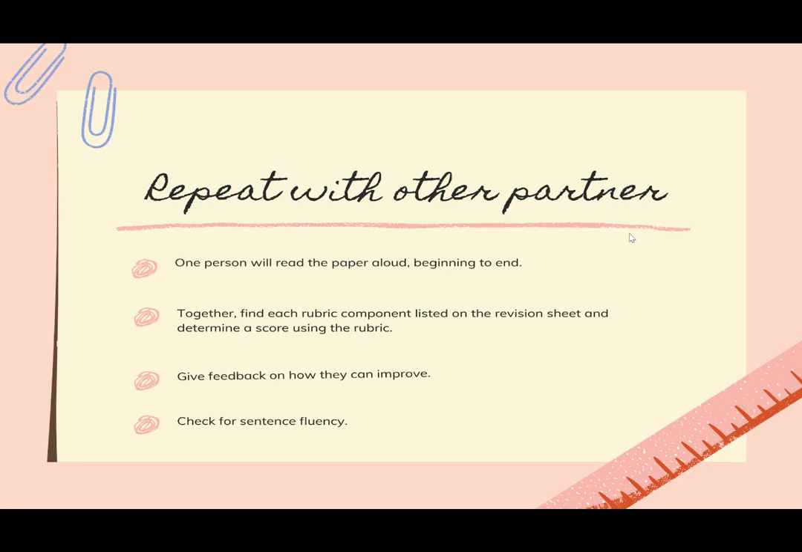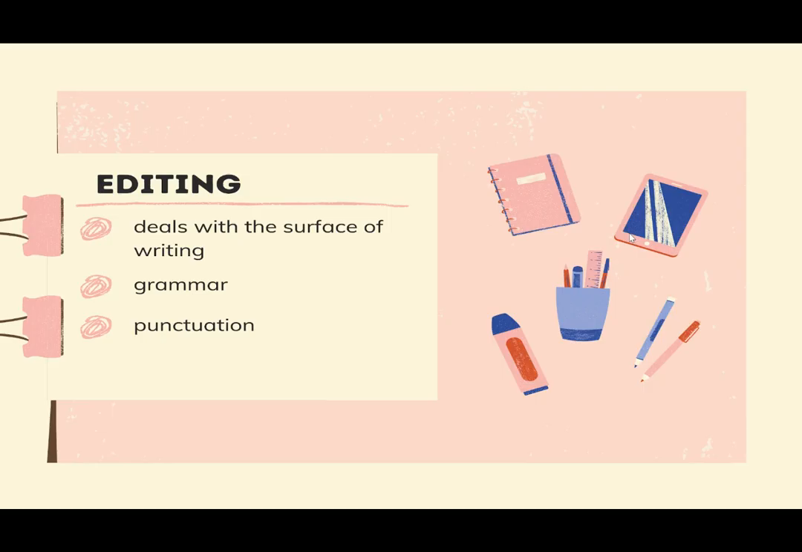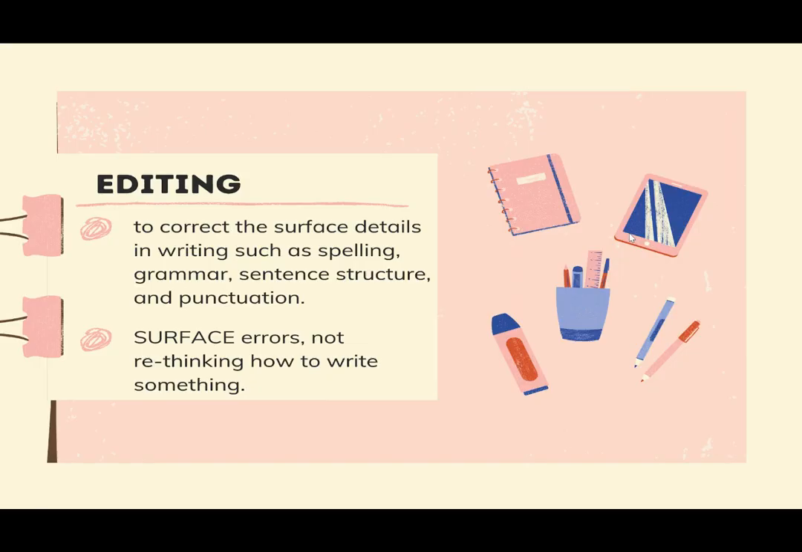So if you were in class, we would do one partner at a time and then switch. But if you're doing it at home, have somebody help you, either a parent or a sibling, to look at it. So it's not just you looking at your paper over and over again. Next, we're going to do editing, which basically just deals with the surface level of writing, which is grammar and punctuation. When you are editing, you want to not rethink everything about your paper. That was the revision section. You're just going to be looking at things like spelling, grammar, and sentence structure with punctuation.